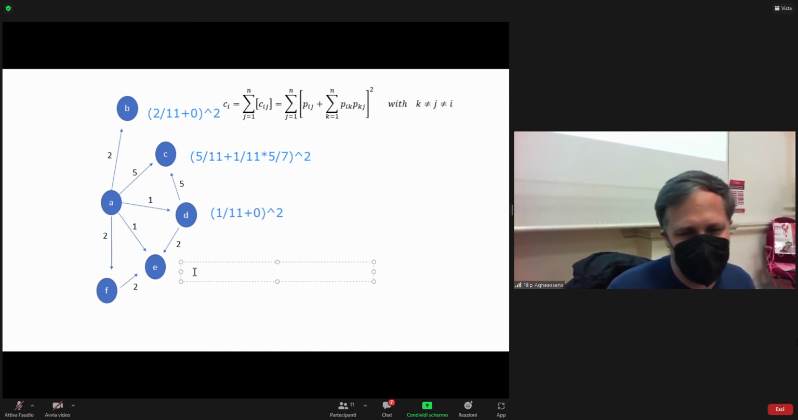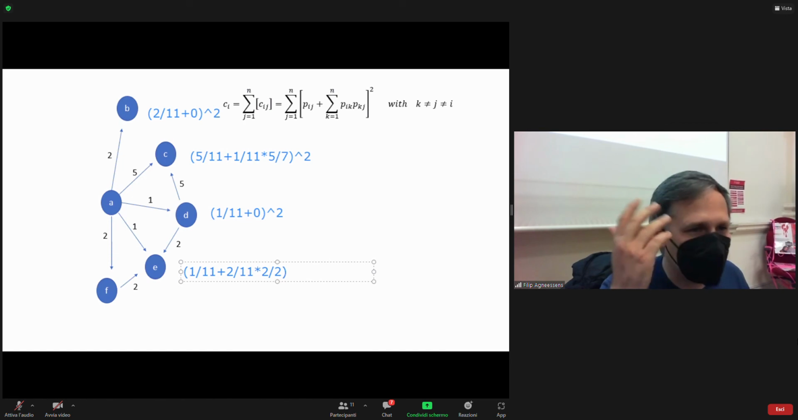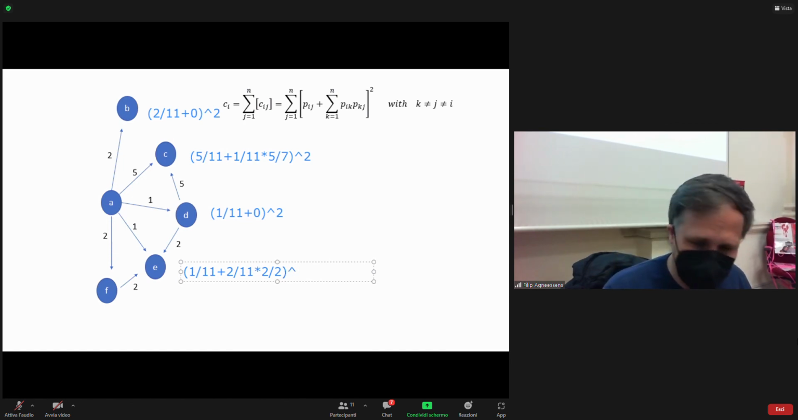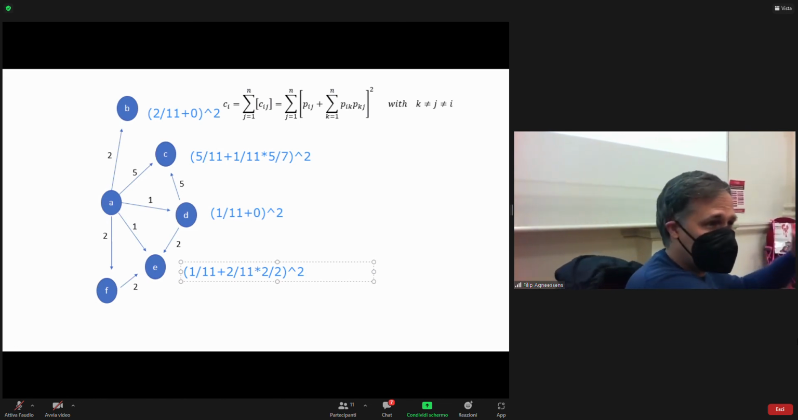Okay. What about E? 1 over 11, yes, plus 2 over 11, that's the F one. That's this one. Times 2 over 2, or 1. I'm just writing 2 over 2 so it's clear that that's the second power. So F gets all its information from E.